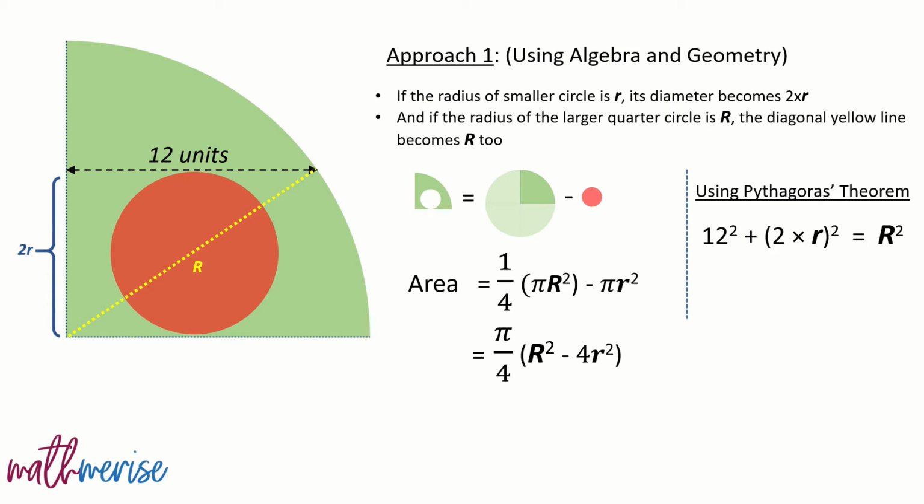Using the Pythagoras theorem, we know that the tangent line of 12 units and the line of 2r are perpendicular lines, and the yellow line is the hypotenuse here. So we will be using the Pythagoras theorem as 12 squared plus (2 times small r) squared equals capital R squared. Simplifying, capital R squared minus 4 times small r squared is 144. We will substitute this value into our equation of the area, and we get the area of the green region as 36 pi. Now we will be solving it using another approach that involves minimal calculations.